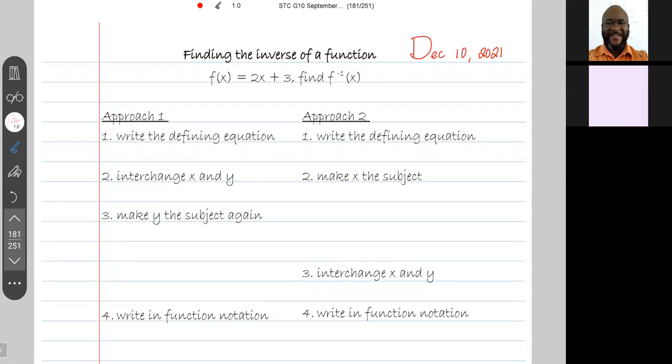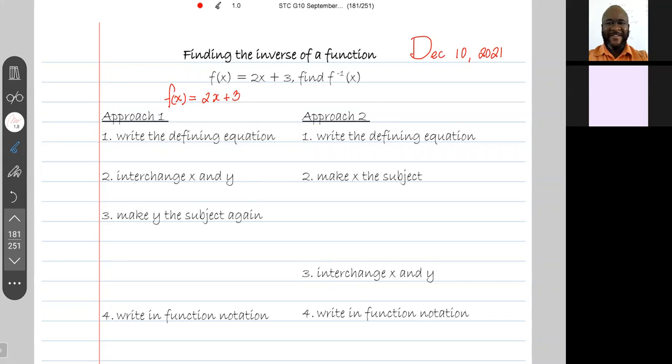Now there are 4 steps you're going to take when you're finding the inverse of a function. The function is f of x, and when we're finished, we want to end with f inverse x. So we're starting with f of x is equal to 2x plus 3.